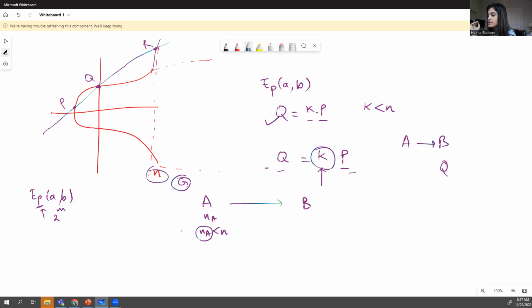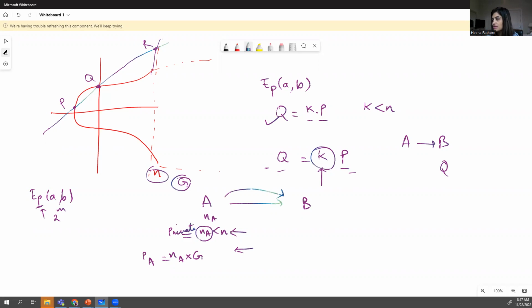Alice is doing all this computation. This is the private key, and she will also create a public key, which is NA times G. So this is the public key of A, and this is the private key. Alice computes these two values, keeps the private key with herself, and transmits the public key, NA times G, which is just the PA value, to Bob.